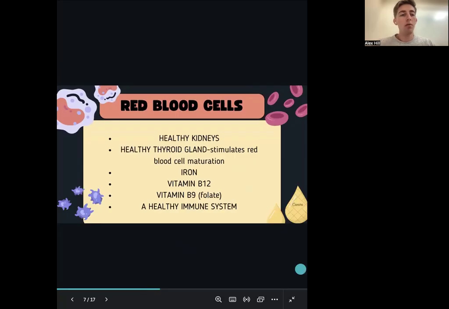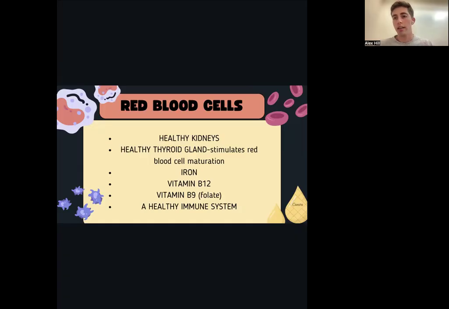Okay, so these are six things that are essential for healthy red blood cells. If we're thinking about this, healthy kidneys: erythropoietin is produced by the kidneys, so you're going to need that erythropoietin in order for blood cells to be produced. Healthy thyroid gland, that also stimulates, well, that stimulates red blood cell maturation. So kidneys stimulate the production, thyroid gland stimulates the maturation.